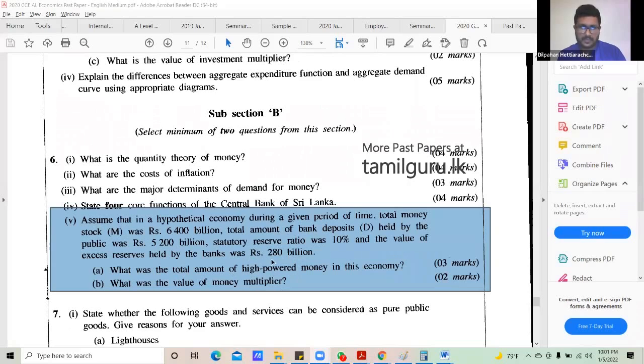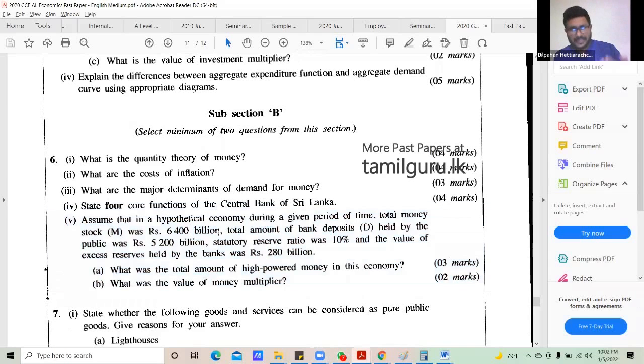Right. So we'll talk about the answers for this question. Assume that in a hypothetical economy, during a given period of time, total money stock was 6,400. You have to learn one thing. In the money and banking discussion, we had different money supply types: M1, M2, M2B, M4. Likewise, you discuss several types of money supply. Here, they say total money stock was 6,400.